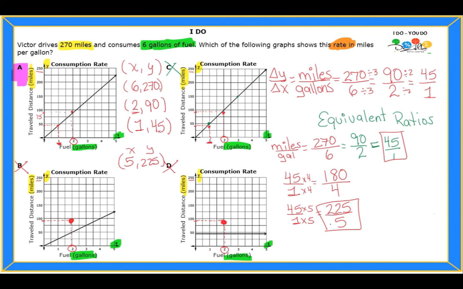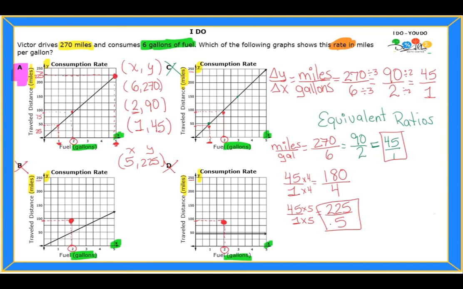Remember, if I write them as an ordered pair, 5 is right here, and 225, I am going by 25s, if you notice, right? So this is 200, this will be 225, right? So for that 225, I'm going to come across and go up on 5. And the point is right there on the line, right?